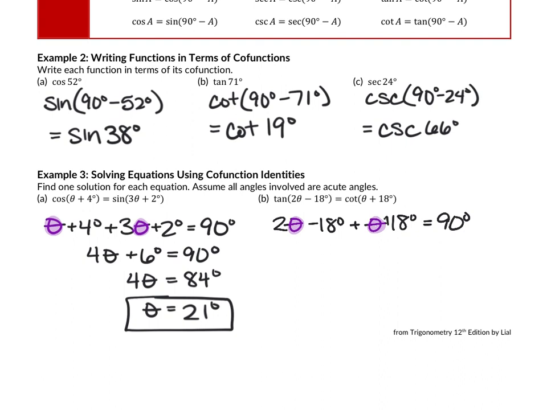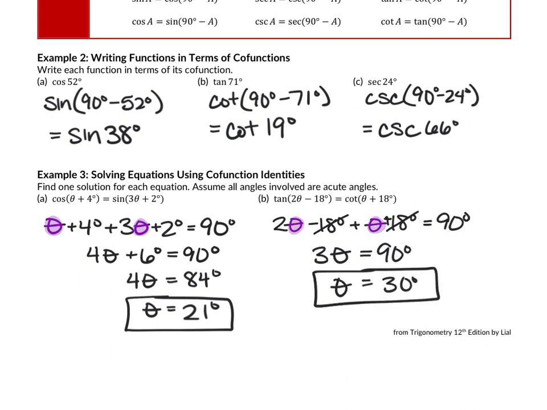Okay. So we combine like terms. This would be 3 theta, and then the 18s are going to cancel out actually, so this is really easy. 3 theta equal to 90 degrees, divide by 3 on both sides. That means theta is equal to 30 degrees. And we found our angle measurement.